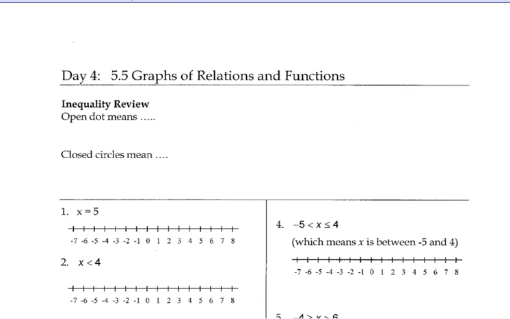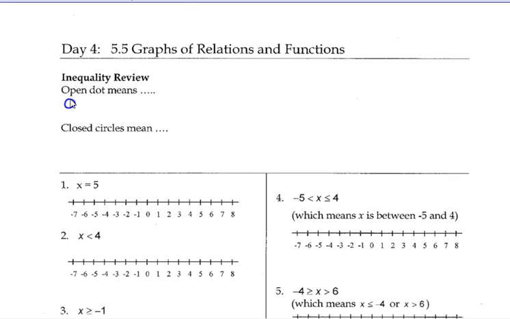So, what does an open dot mean in inequalities or on graphs? It's above or below, but not that number. So not equal to. And the closed would then be, surprise, surprise, equal to.